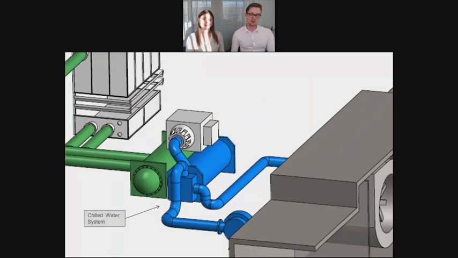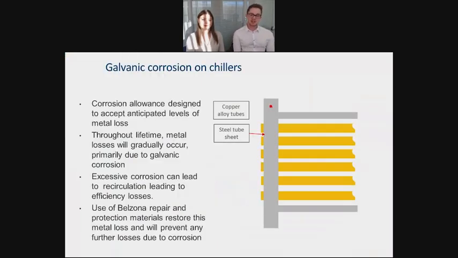So we're going to have a quick look now at the chilled water system section. Chillers and heat exchangers are a vital part of any heating or air conditioning system, and failure can normally be caused by a couple of issues. As we've already mentioned, corrosion leads to wastage and metal loss on the tube sheet face around the coolant tubes, and this can be classed as either general or galvanic corrosion.